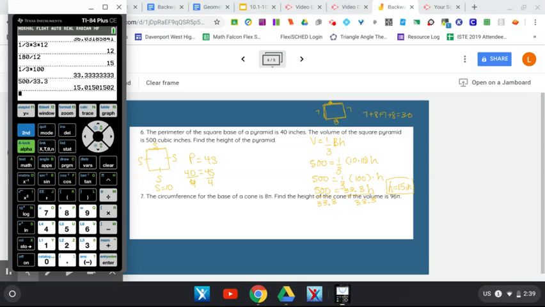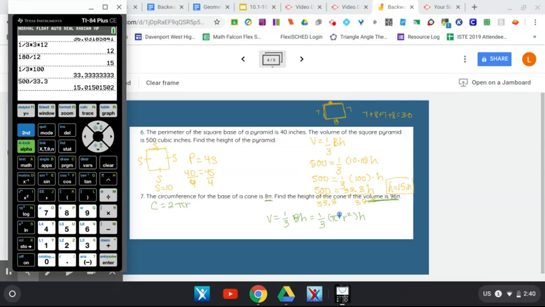Number 7 is very similar, except it uses the concept of circumference instead. But circumference is just 2 times pi times the radius. So the circumference for the base of a cone is 8 pi. So all they did right here, you guys, instead of typing 8 times pi, they just left the pi alone. It says find the height of a cone if the volume is 96 pi. So same thing here. They did the volume, they just didn't type the pi through. Well, I cannot find the volume of this cone until I know the radius, because the area of the base is pi times the radius squared.